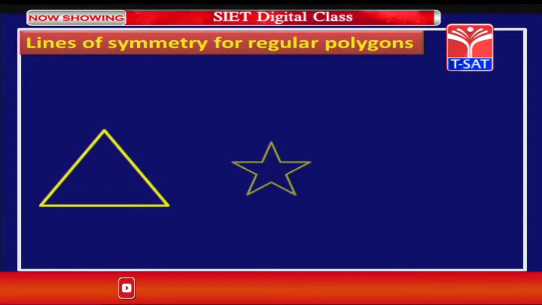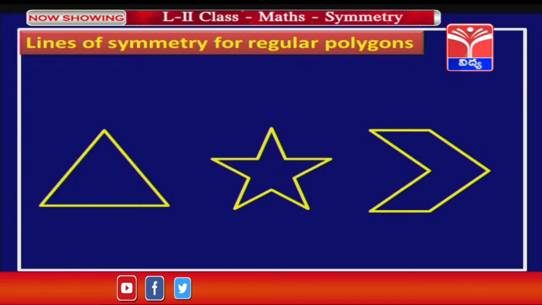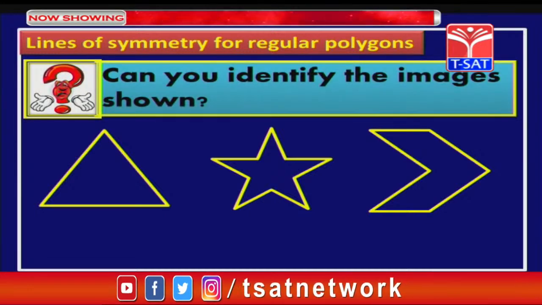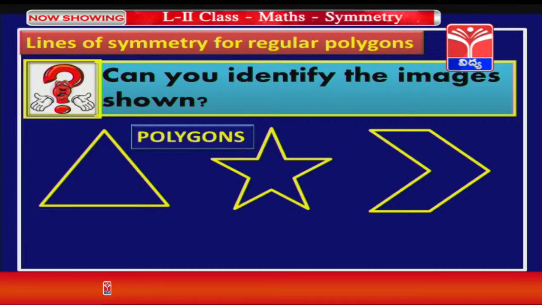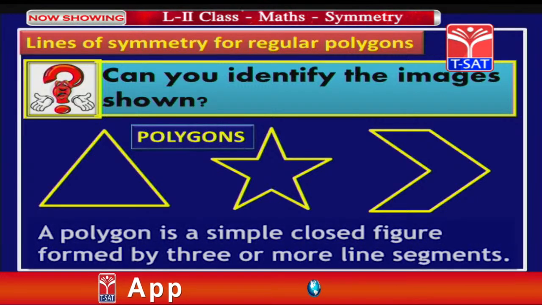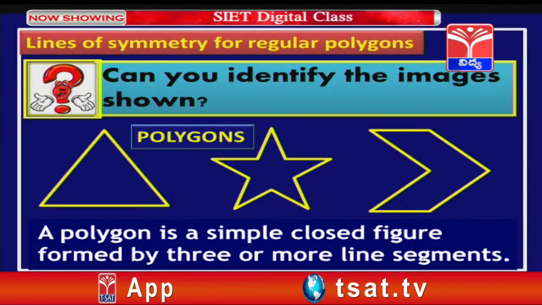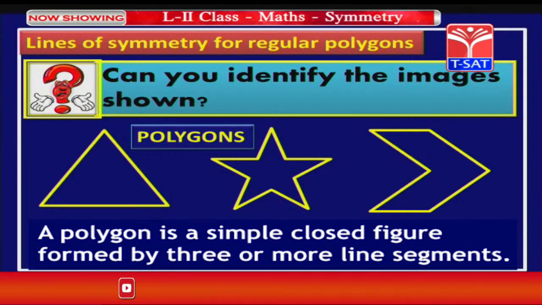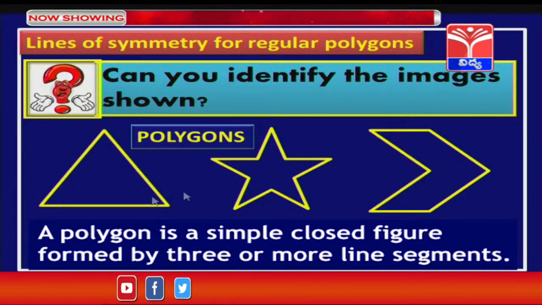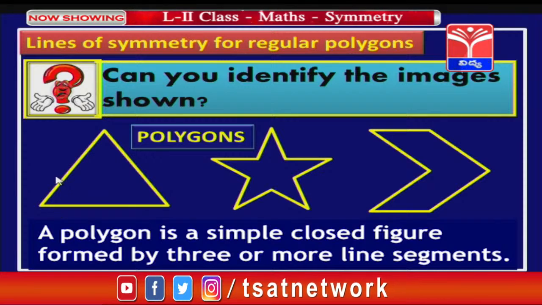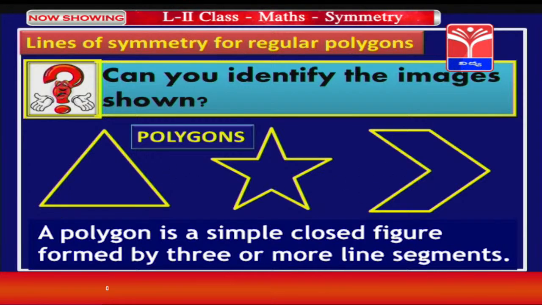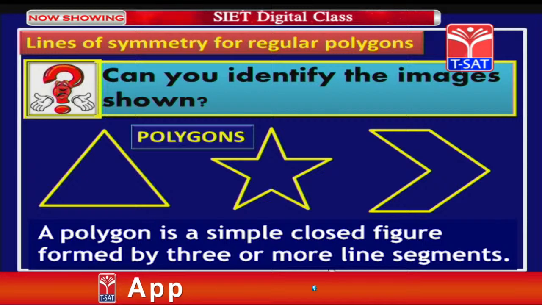So, children, let us have a look at the images shown on your screen. Can you identify the images shown on your screen? Yes, they are called polygons. But what are polygons, children? A polygon is a simple closed figure formed by 3 or more line segments. So, if you notice these 3 figures which are shown, they are all closed figures, isn't it, children? And all these are formed by using line segments only. These figures are called polygons.